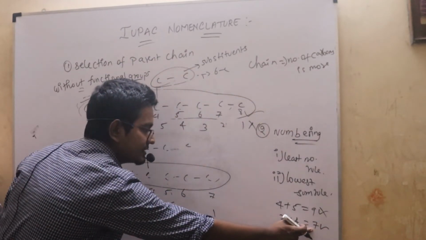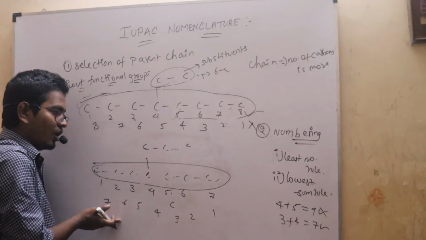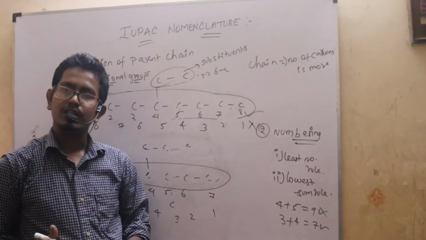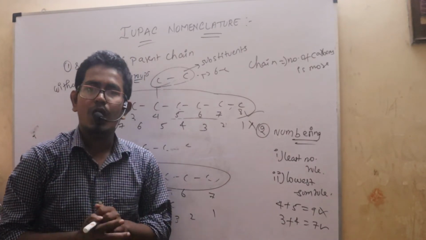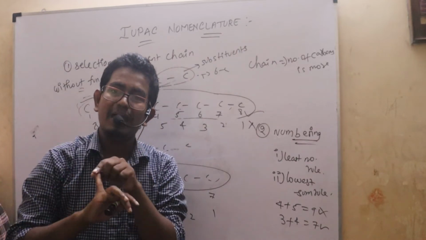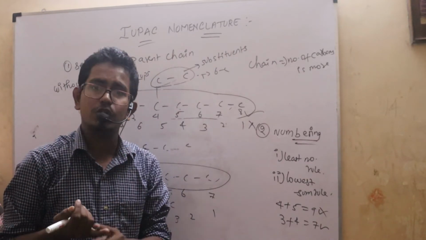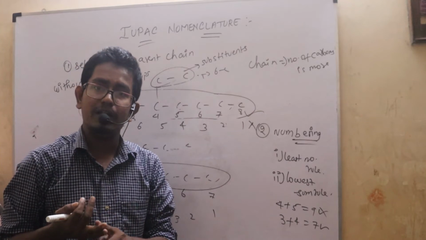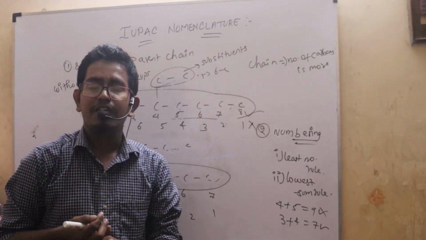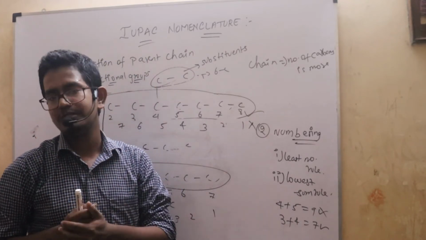I got the least number, 7, that means it is the correct way of numbering the parent chain. So you might have understood how to select the parent chain when there are no functional groups, and how to give the numbers to the parent chain when there are no functional groups.